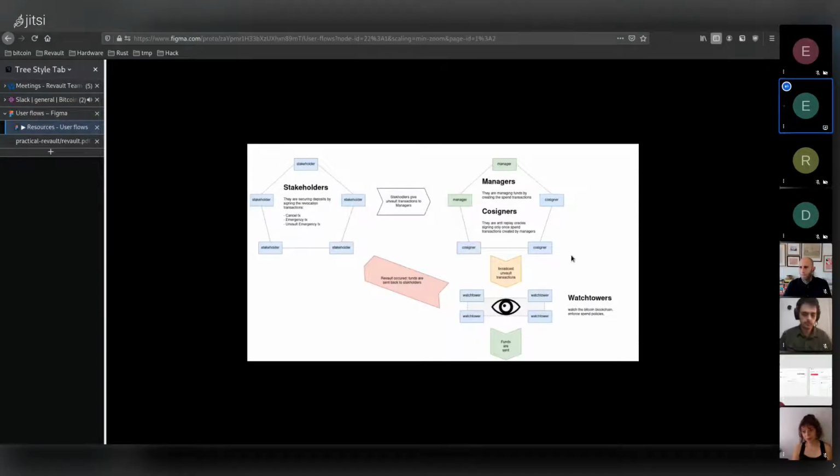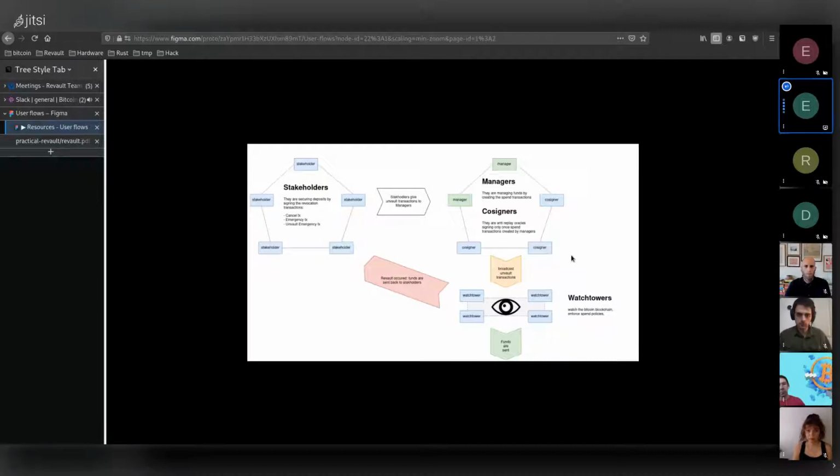Okay. So the managers have the pre-signed transactions. What we talk about is an unvault transaction. It's a transaction that spends the big multisig of stakeholders. It spends some UTXOs and has a time lock to the multisig of managers. During this time lock, we have some watchtowers that can cancel the spending transactions.